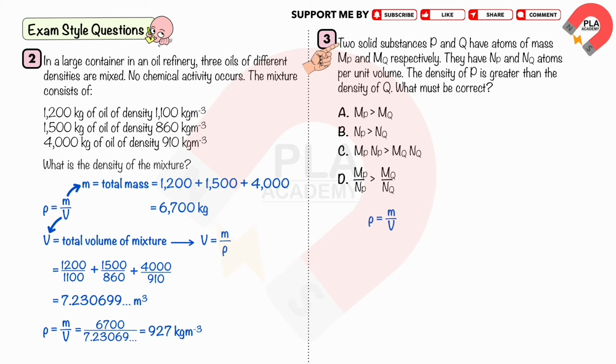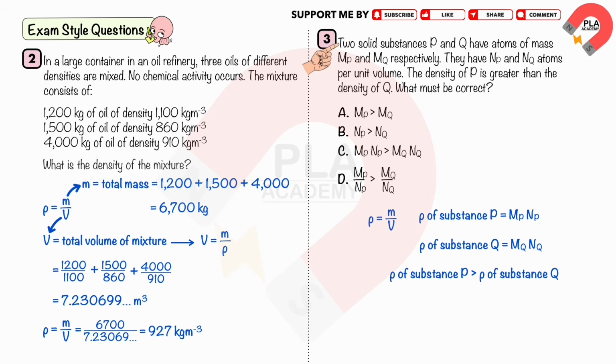Each atom of substance P has mass MP and NP atoms per unit volume. So, the density of substance P equals MP times NP. Each atom of substance Q has mass MQ and NQ atoms per unit volume. So, the density of substance Q equals MQ times NQ. The density of substance P is greater than the density of substance Q. We can rearrange the equation like this. So, C is correct.